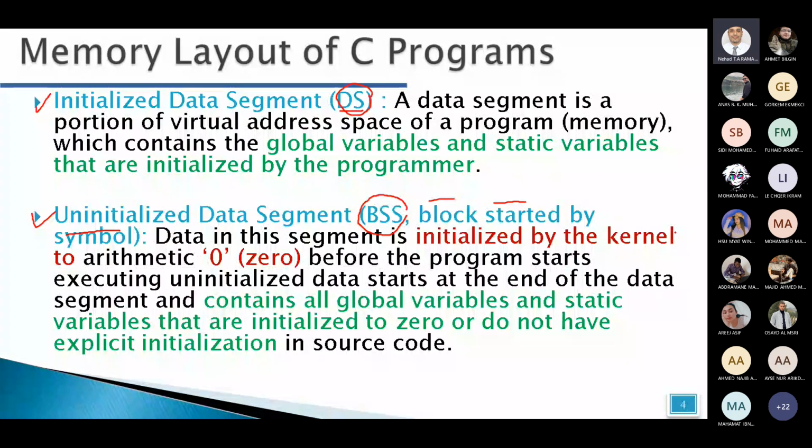The data segment will always hold global variables and static variables, whether initialized or uninitialized. Then what's the difference? If the programmer gives an initial value for this global or static variable, it will be stored in DS, the initialized data segment.